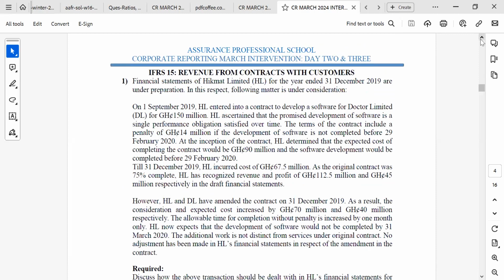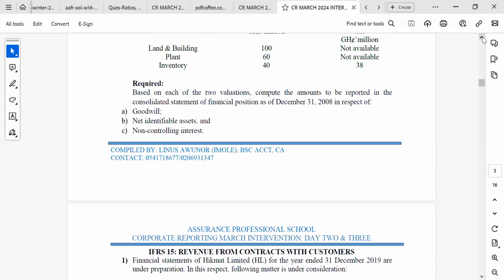So under goodwill, are we going to be recognizing anything for goodwill for this year? Will there be any value for goodwill? No. Under the first situation, there will not be any goodwill. But under the second situation, what will happen? Goodwill will still be 90, isn't it? Yes. Okay. Let's count to net identifiable assets.